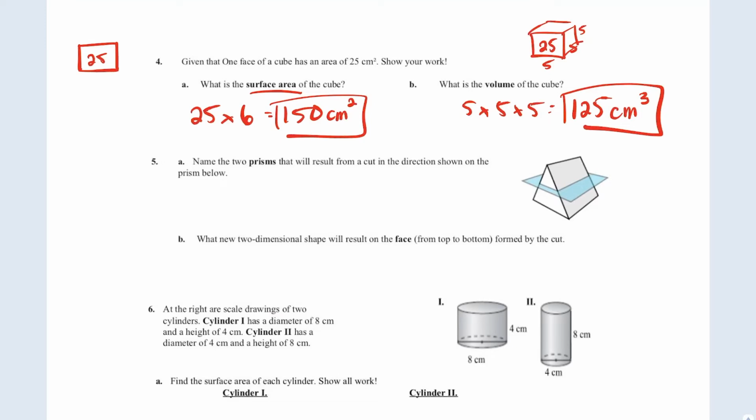Okay, so it says name the two prisms that will result from a cut in the direction shown on the prism below. So it says name the two prisms, not the two shapes. This is a very important distinction. Prisms are three-dimensional figures. So this top prism from this cut is in red. What type of prism is that? That is a triangular prism, right? The two bases are triangles. So we have a triangular prism on the top.